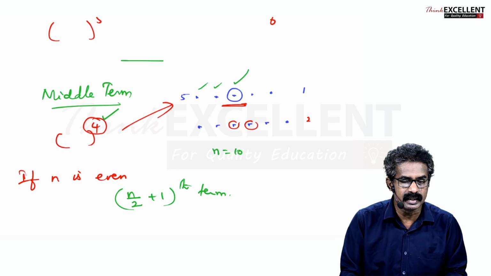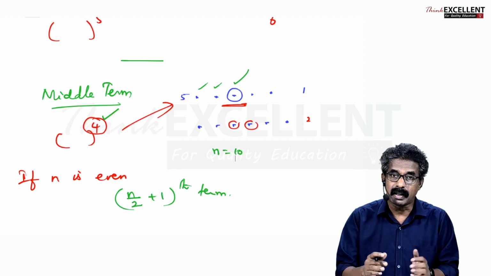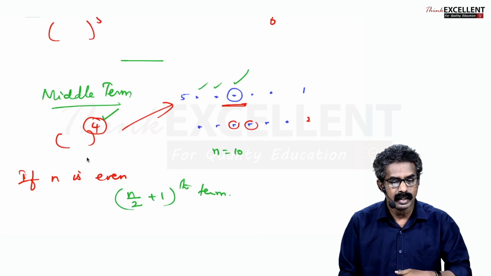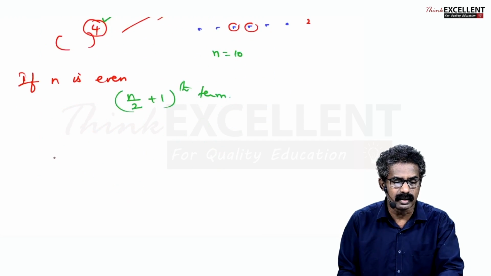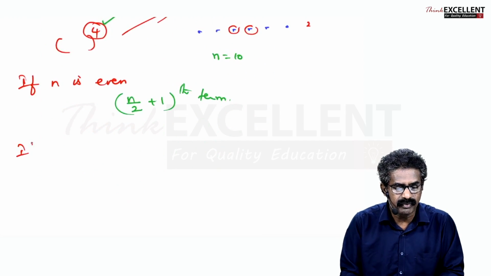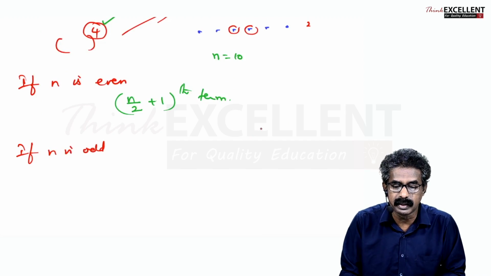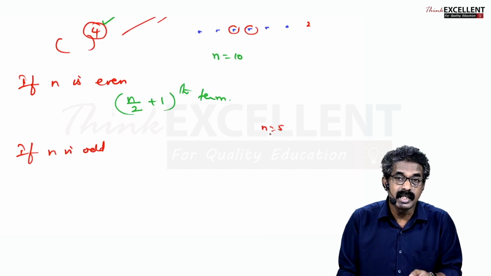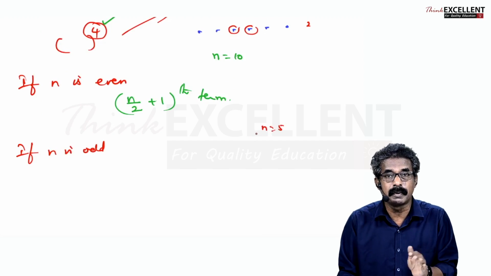This is when n is even. When n is even, the number of terms will be odd, so only one middle term. Now the second case, when n is odd. This is n is even, right? If n is odd, for example, n equal to 5, the power is 5. (x + a) raised to 5.